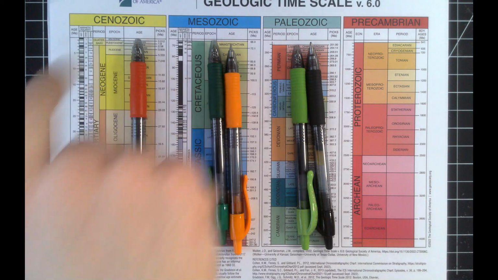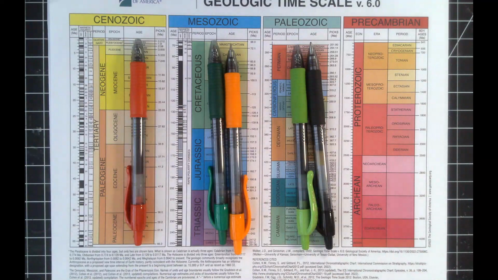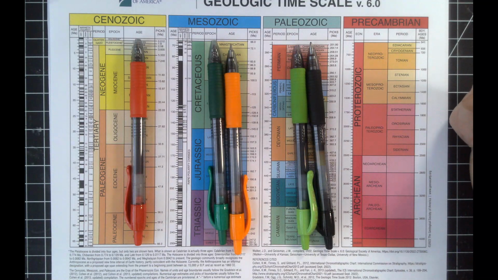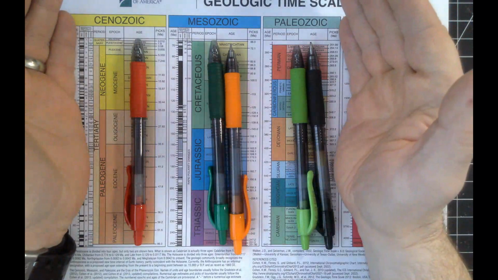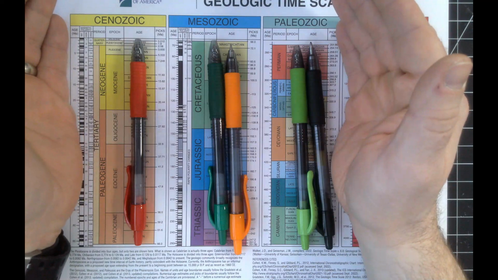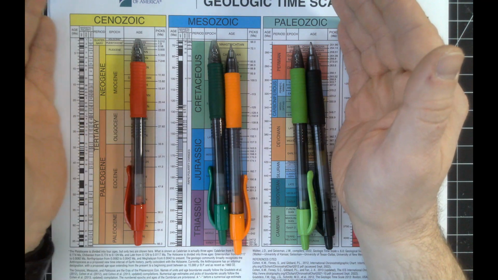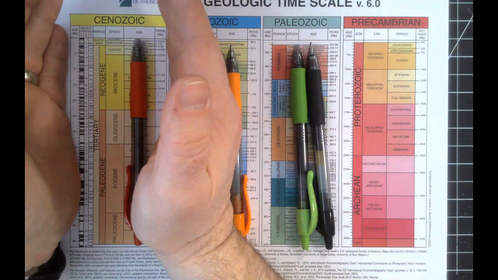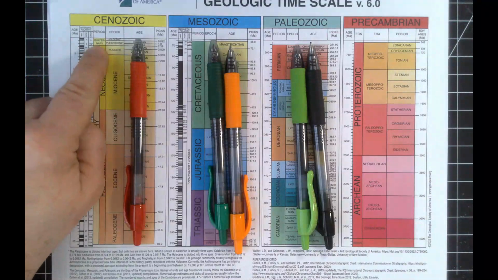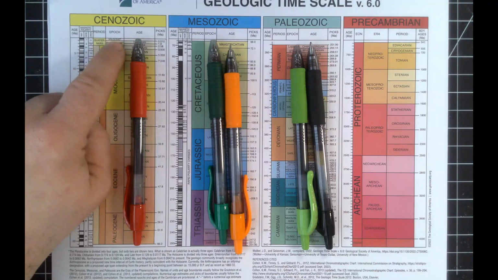So just as a general order of things, we currently, us humans in present day, live in the Phanerozoic eon, which includes all of this. So we live in the Phanerozoic eon, the Cenozoic era, in the Quaternary period, and the Holocene epoch.